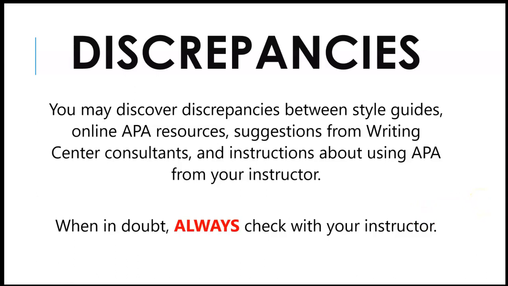Discrepancies. You, the student, may discover discrepancies between 1. Style guides, 2. Online APA resources, 3. Suggestions from the Writing Center consultants, 4. And instructions about using APA from your instructor. When in doubt, golden rule, always check with your instructor. They're in control of your final grade, so check with them.